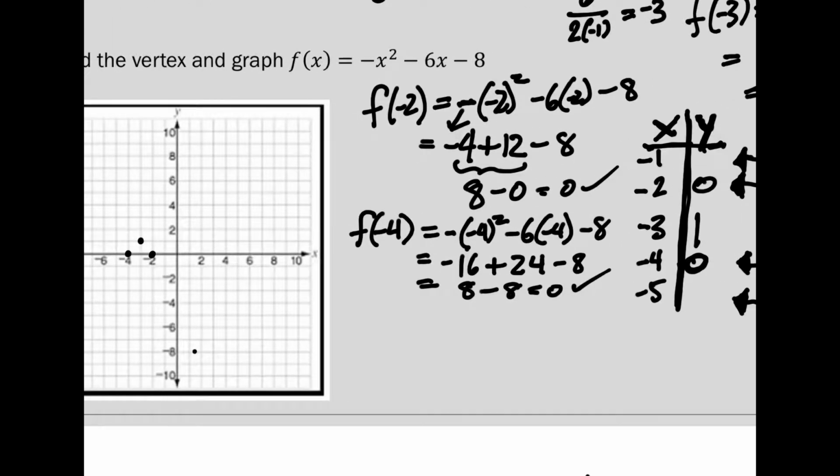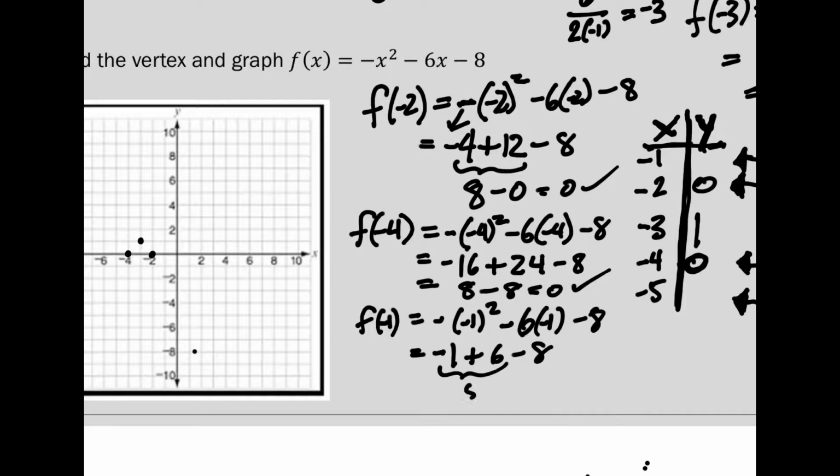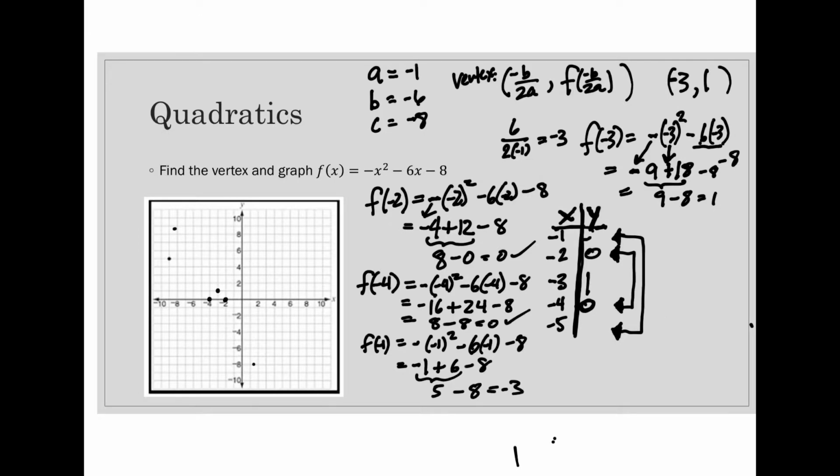Let's go ahead and plug in -1. Once I've found that, the f of -5 should be the same thing. And since I've established symmetry, I'm not going to bother to plug it in again. So let's see, -6 times -1. And then -8. So this gives me -1 plus 6 minus 8. So that's 5. And then 5 minus 8 is -3. And so -1 gives me -3, which I'm going to assume is the same value I'm going to get for -5. And if you're not sure, go ahead and double check that.